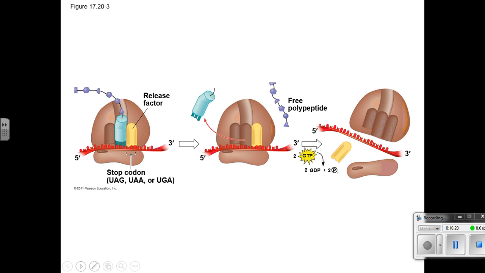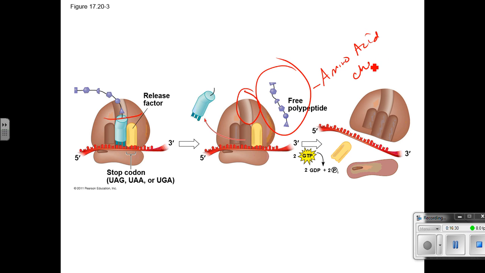It's going to break that off and leave the polypeptide. So there's just an amino acid chain. And then the ribosomal subunits will break apart and release that mRNA, and the mRNA will be degraded.